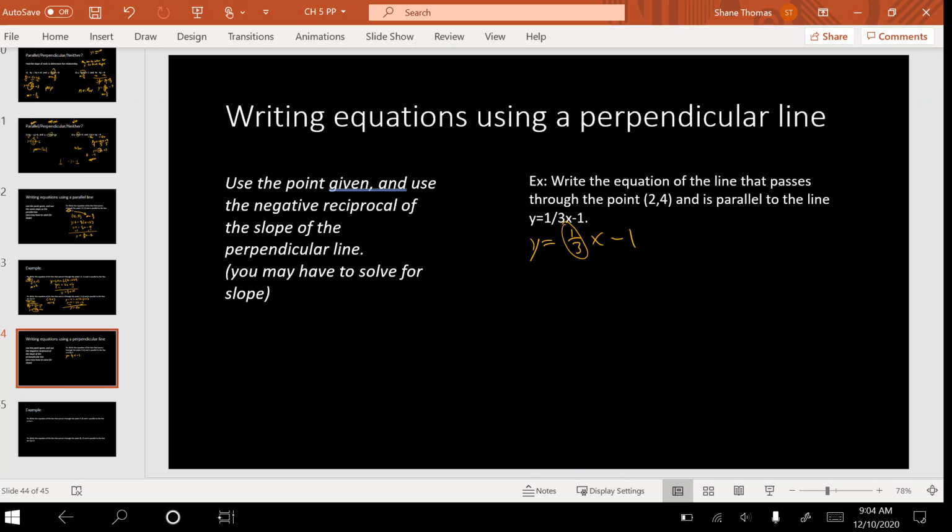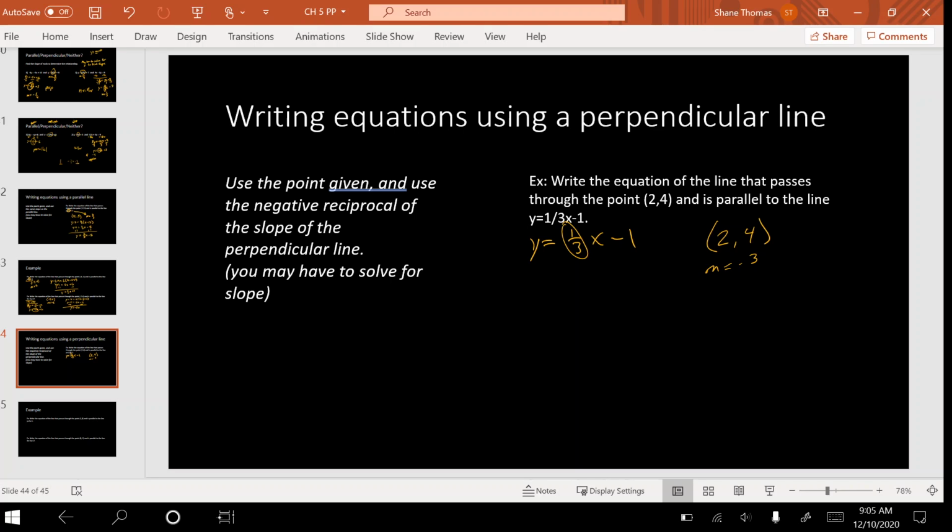Okay, so then for me, I'm going to have the point (2, 4), which we already found. Now I've got to take that 1/3, flip it, change the sign. So what's my slope need to be? -3, perfect. So my slope is -3. I took 1/3, flipped it, changed the sign, and then got a slope of -3.